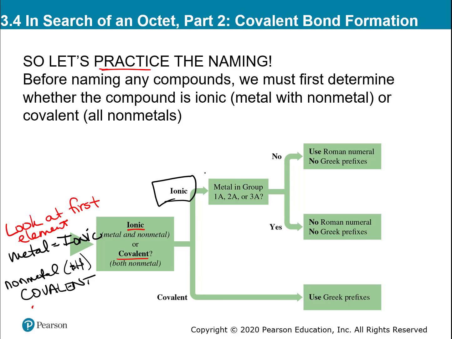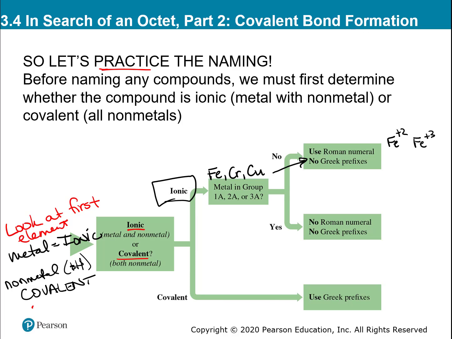and it includes iron, chromium, or copper, then I know I have to use the Roman numeral. So I'm going to end up with iron with the +2, or iron with the +3, because those can have a different number. So in doing the naming, I'm going to have to put that Roman numeral between the metal and the non-metal.